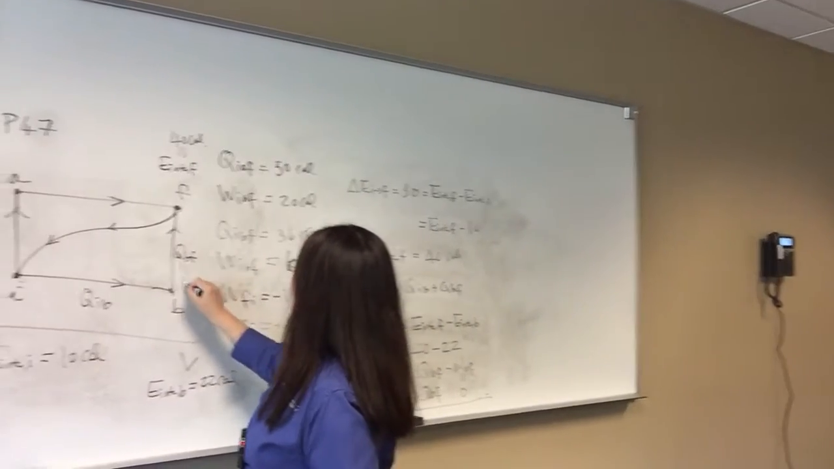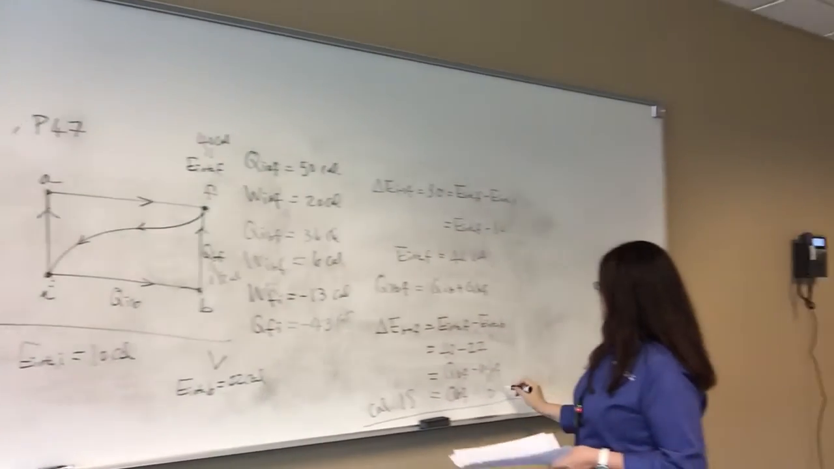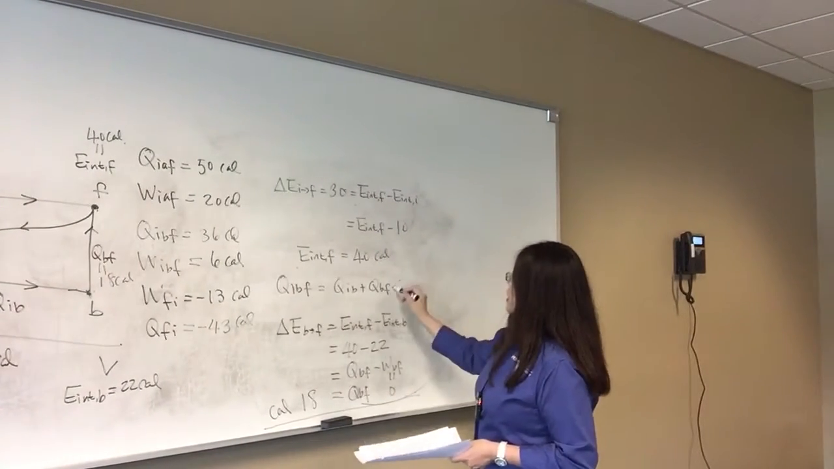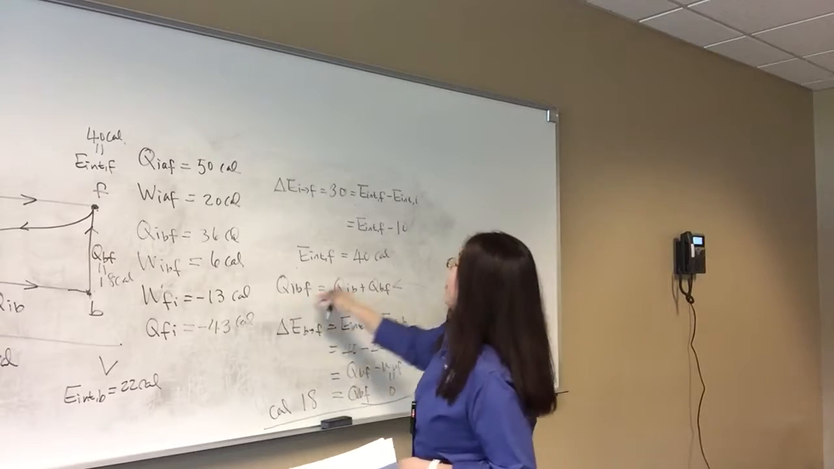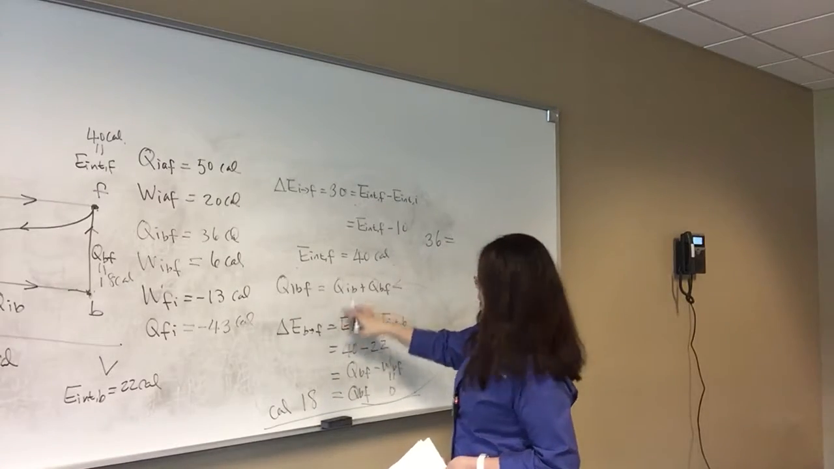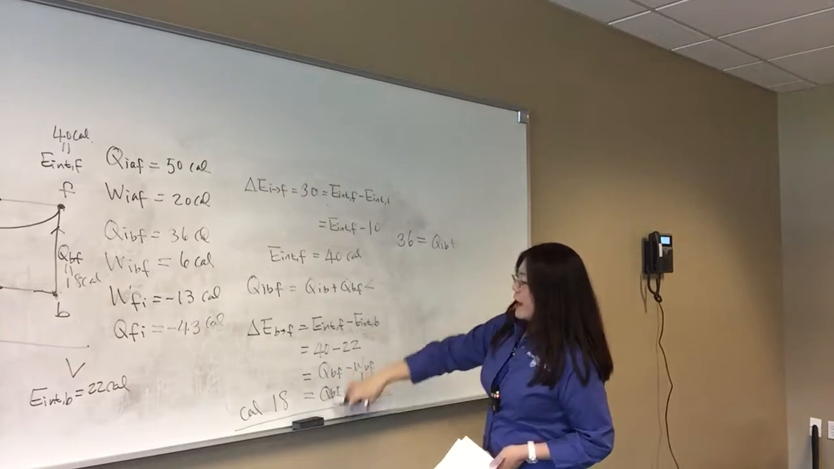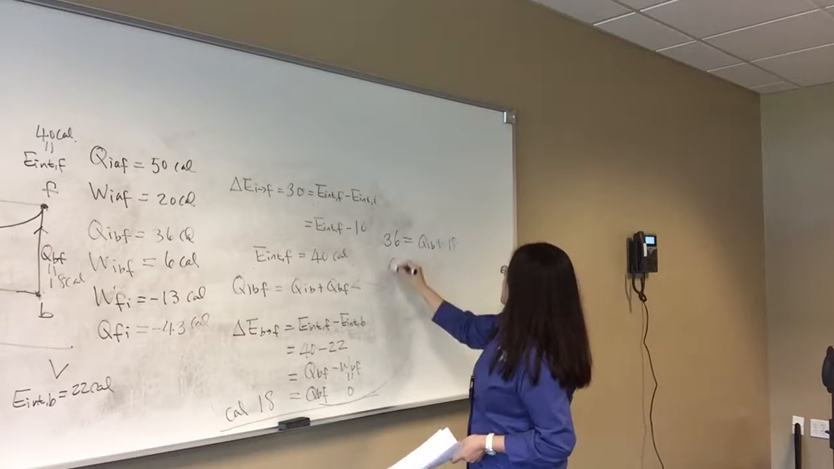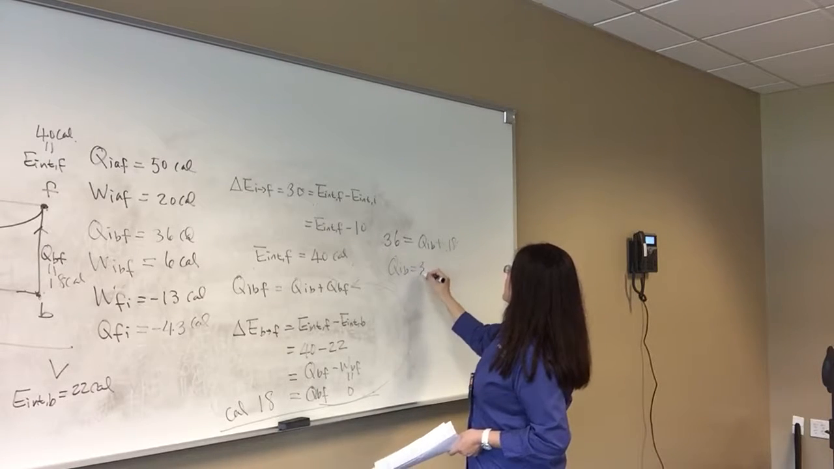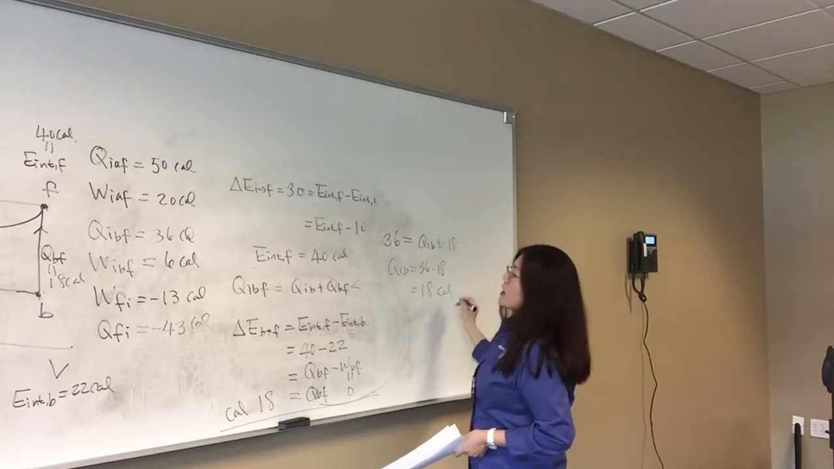So that's 18 calories. And then we are ready to plug this result into this equation, because IBF is 36, and then QIB you're asked to find, and then QBF is 18. So you'll find that your QIB is 36 minus 18. So you get 18 calories again.